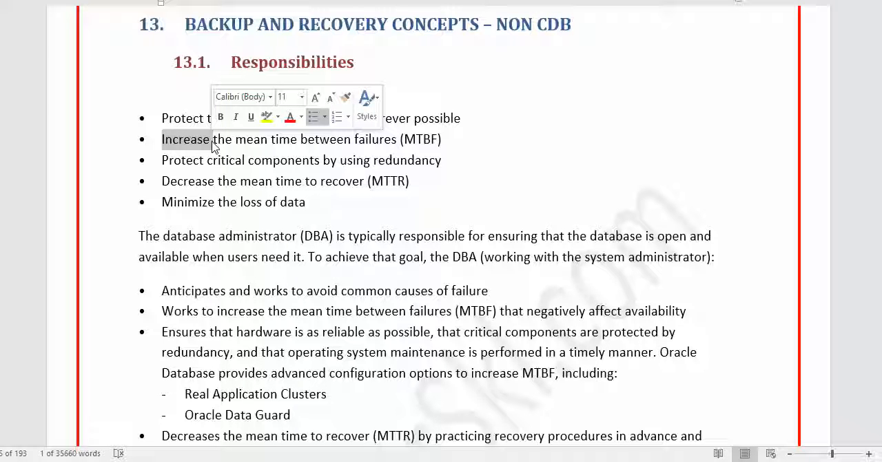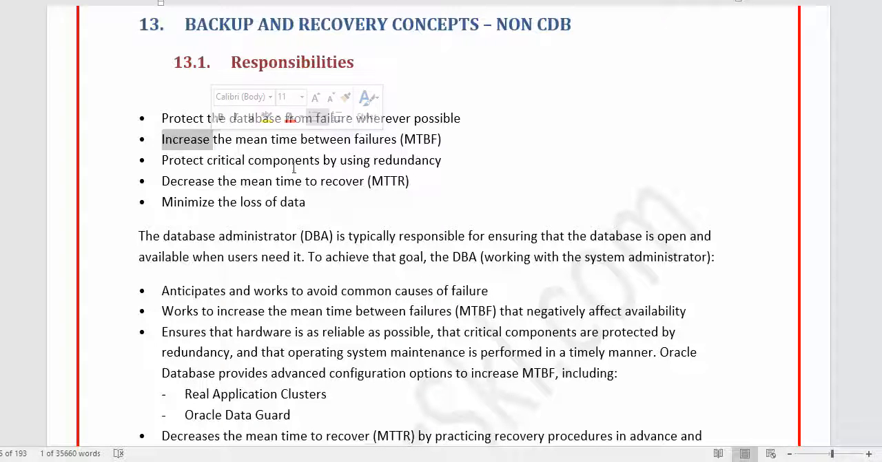If the database sees a failure, the time between the last failure and the next failure should be as long as possible. So if a database sees a failure today, and again sees a failure after 1 year, that's okay. If it sees a failure after 2 years, that is better. If it sees a failure after 3 years, that is much better. And if it never sees a failure, that is the best one.